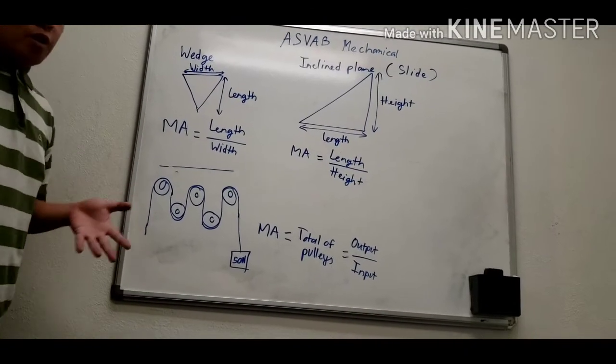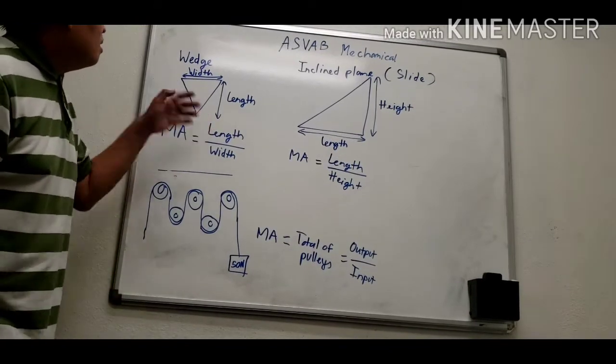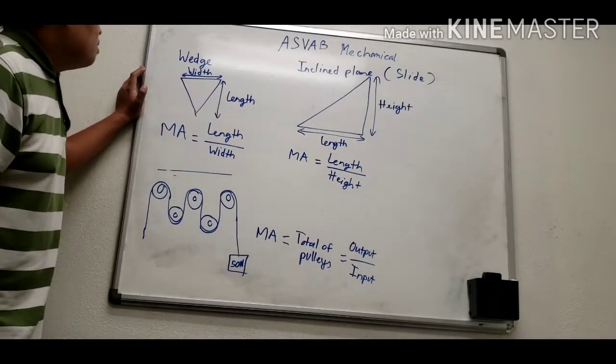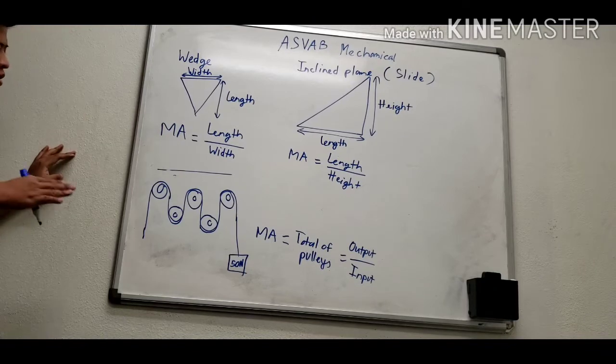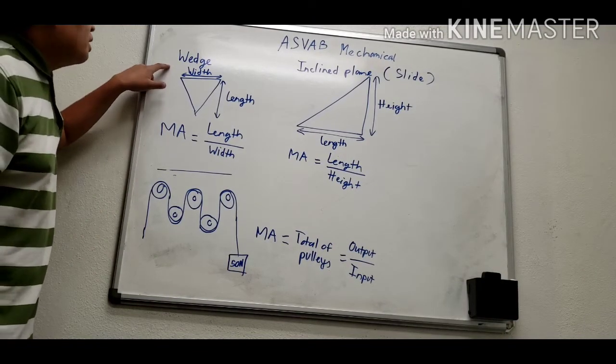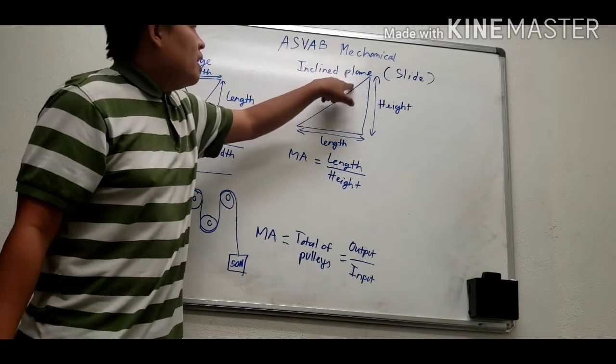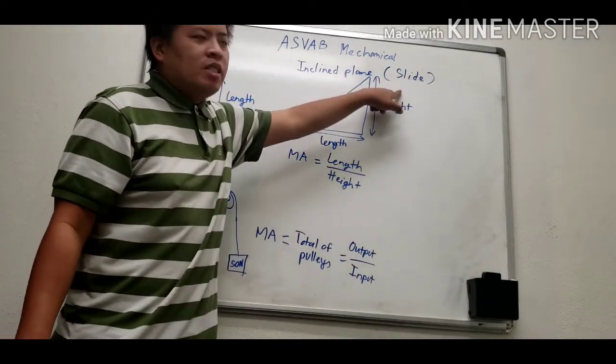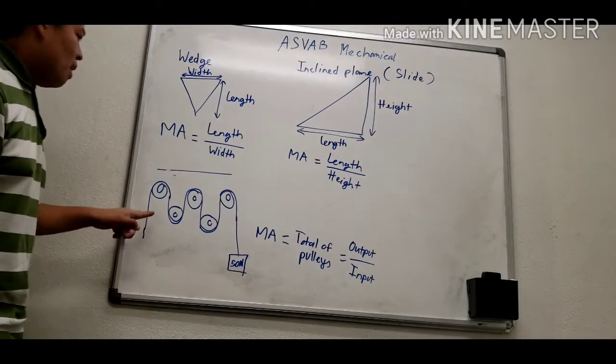So the next one we will talk about simple machines. Here we will talk about three basic simple machines first. That's the wedge, the inclined plane, or we can call it a slide, and the pulleys.